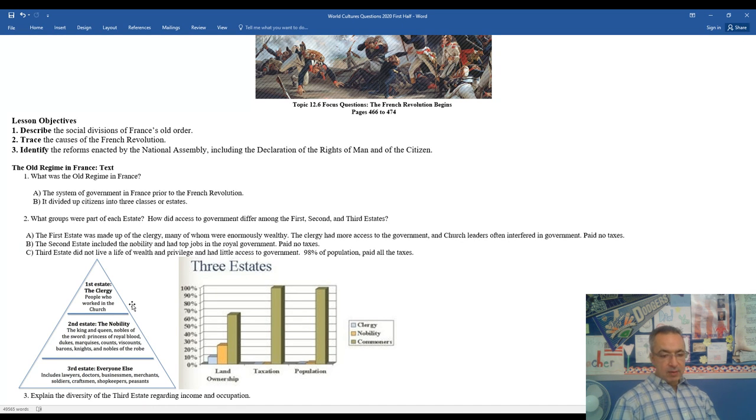So that's the first estate. The nobility was the second estate. The king, the queen, nobles of the sword, princes of royal blood, dukes, marquises, counts, viscounts, barons, knights, nobles of the robe. So all kinds of different nobility during that period of time.